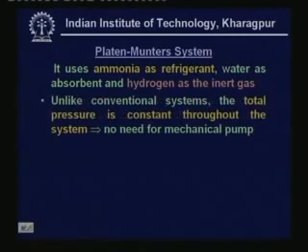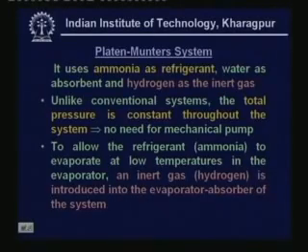Unlike conventional systems, the total pressure is constant throughout the system. So, since the total pressure is constant, you do not require a compressor or pump for pressurizing. At the same time, you also do not require any expansion valve, because the entire system operates at a single pressure. So, you do not require anything for pressurizing the working fluid. This is the major principle behind these systems. So, no need for a mechanical pump.